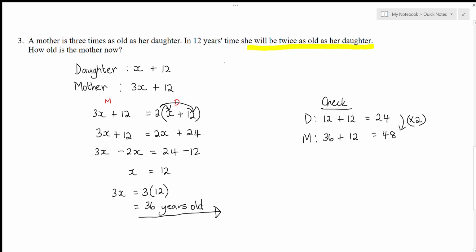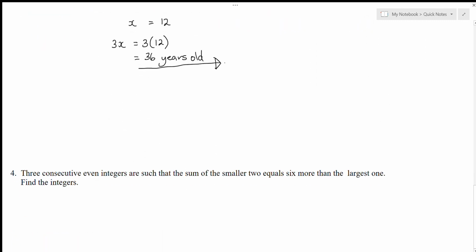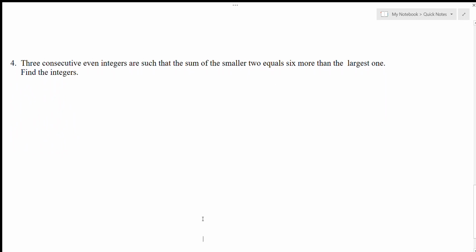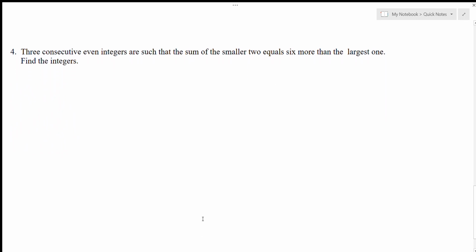Okay, let's do one more. Okay, so we're going to look at this particular sum. It says here, 3 consecutive even integers are such that the sum of the smaller 2 equals 6 more than the largest one. Find the integers.